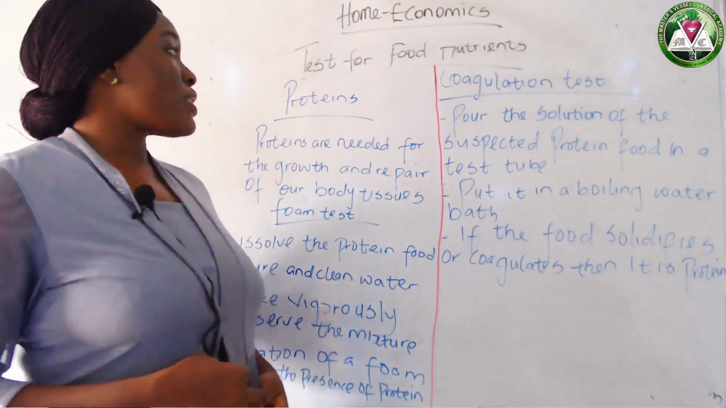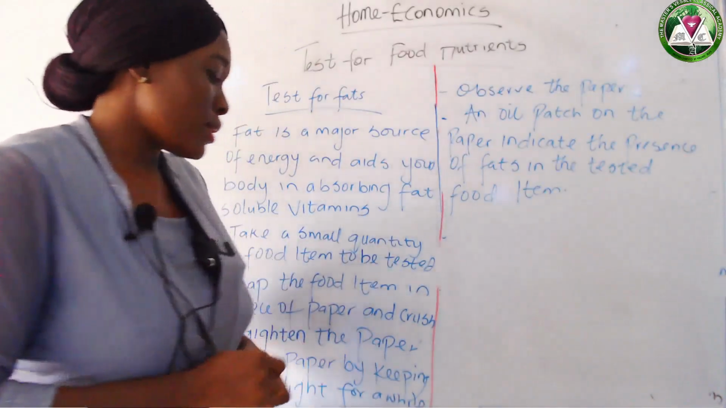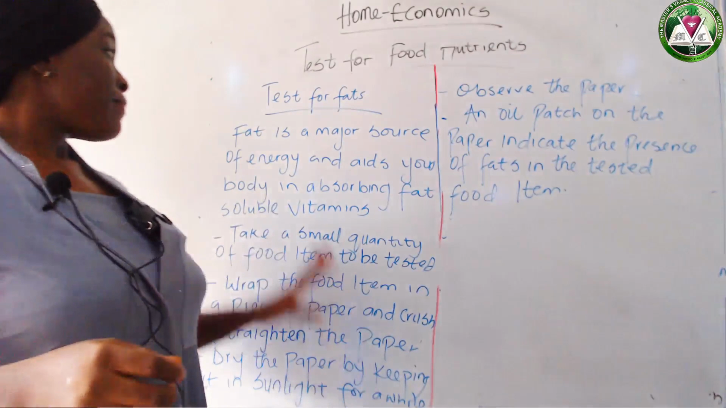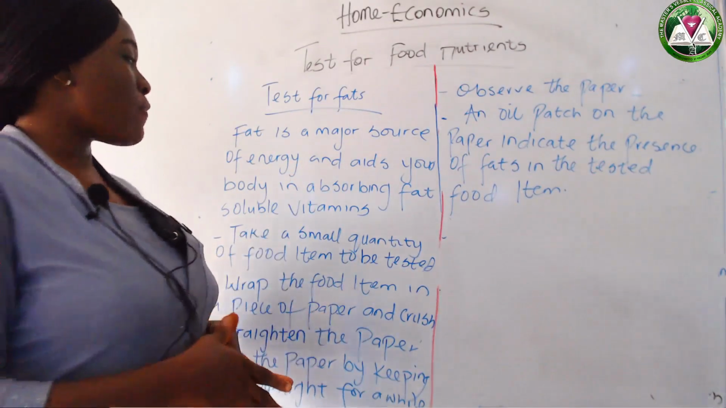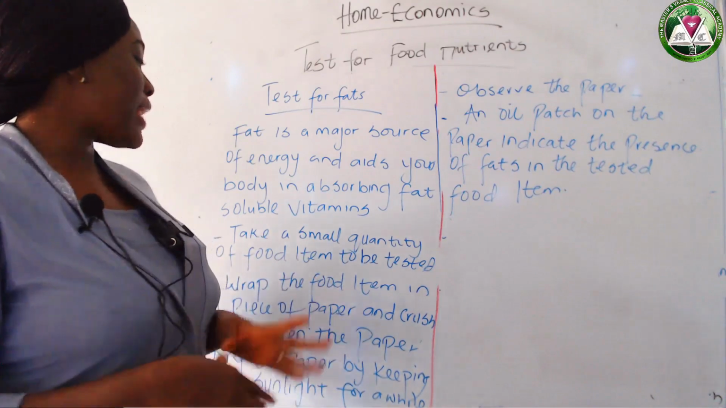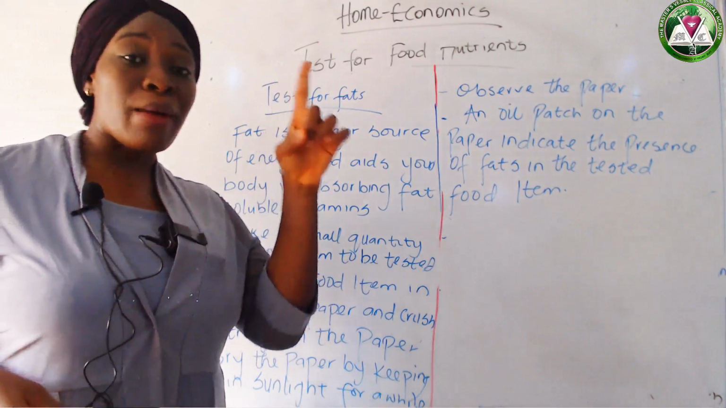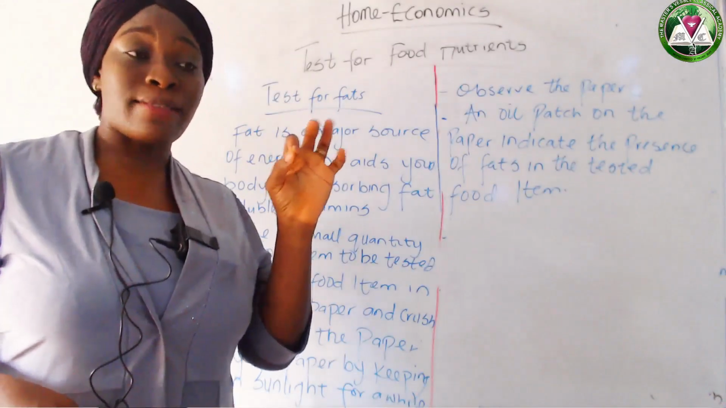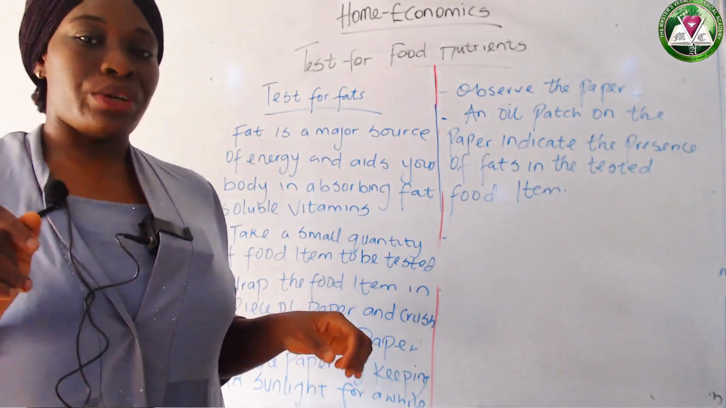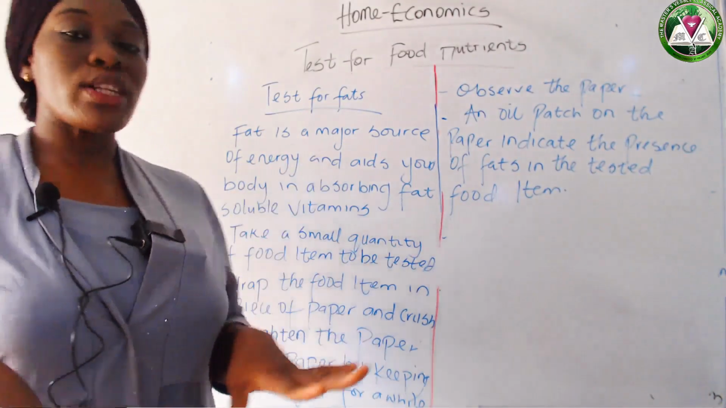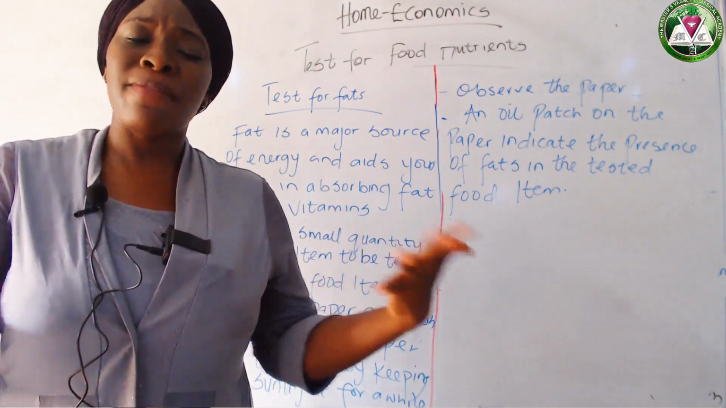And then the next one is the what? The fat and oil. Alright. So the next one is the test for fats. Okay? So that fat is a major source of what? Energy. And it aids your body in absorbing fat-soluble vitamins. Remember I told you that 1 gram of fats, as in fat and oil, the food containing fat and oil gives us 9 kilocalories, alright? So that is a major source of what? Energy.